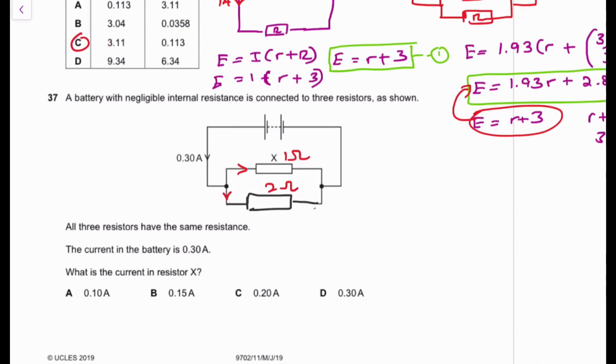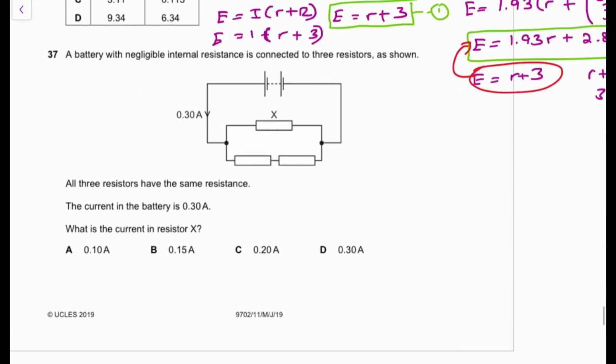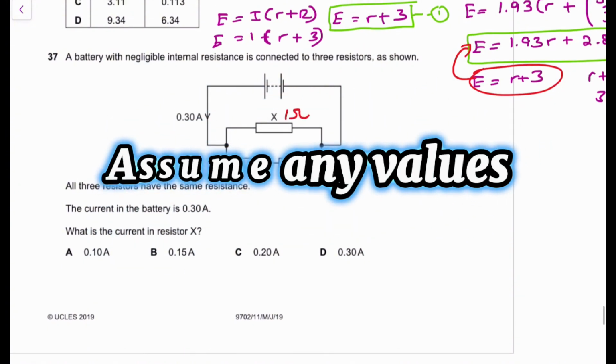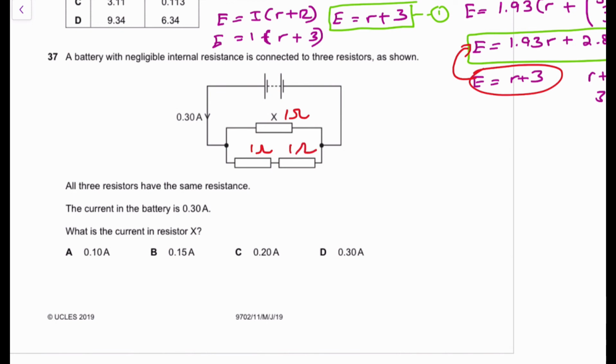Okay, so for question 37, I've been given a battery with negligible internal resistance that is connected to three identical resistors. All the resistors have the same resistance. I love this question because I can just assume anything. Let's assume that this is going to be 1 ohm, this is going to be 1 ohm, and this is going to be 1 ohm. So I can eliminate these two because they're in series, and I can just substitute them with one thing. When these things are in series, you add them up.